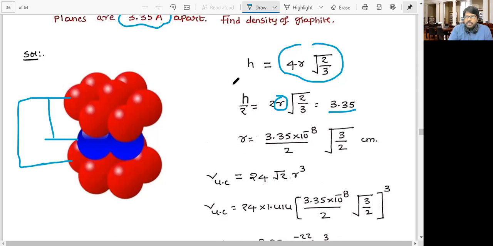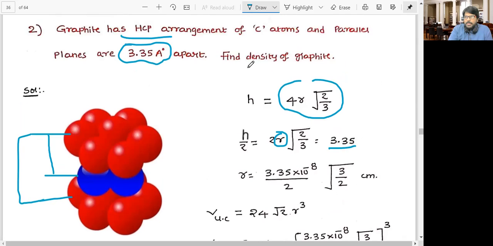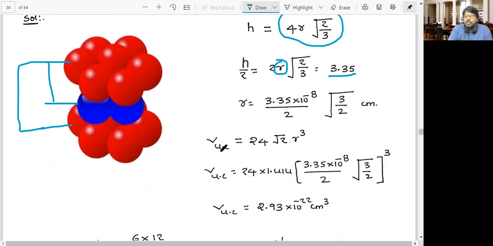And what is our requirement? Density, very clear. Density is equal to Z effective into molar mass of the constituent particle by Avogadro number into volume. But radius I calculated, now volume of unit cell. Volume of HCP unit cell is 24 root 2 R cube, R value we have calculated, and this is the volume of unit cell. If you simplify, you'll be getting 2.93 into 10 power minus 22.